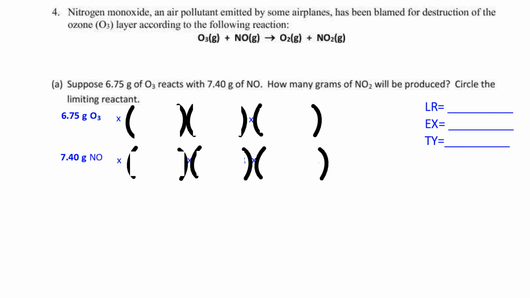And then it says circle the limiting reactant, but I'm going to ask for all 3 things because we got to do it anyway. So reaction 1, reactant 2. So now we're kind of setting this up. So go ahead, take a minute, see if you can set it up, and then we will go over it.